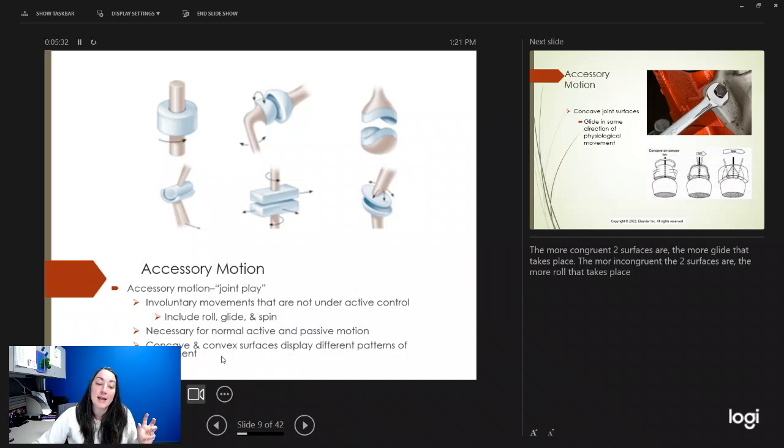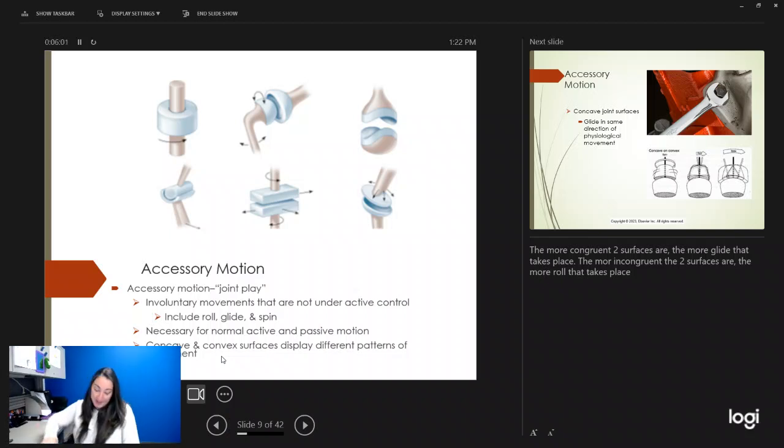Concave and convex surfaces display different patterns of these movements, but all are accessory motions. So one thing to understand is the more congruent two surfaces are, so the more they are shaped the same, so like two flat surfaces, the more glide that happens. So if I have a notebook here that's flat and an eraser that's flat, when it moves on the notebook, it's just gliding back and forth.